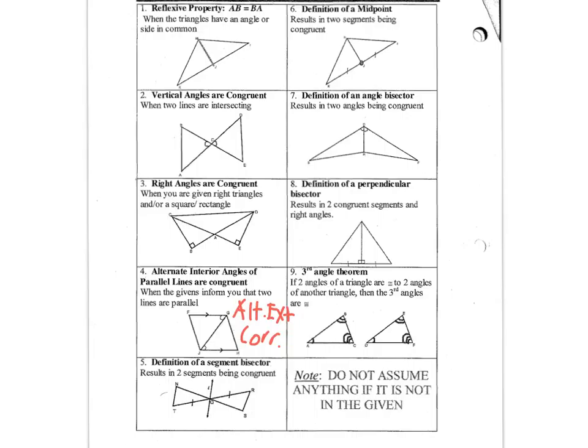Next, definition of a segment bisector. So if in the givens, they say that, like in this case, line T is a bisector of line segment TR, then that means TG is congruent to GR. And so you would say TG is congruent to GR, and the reason would be definition of a segment bisector.